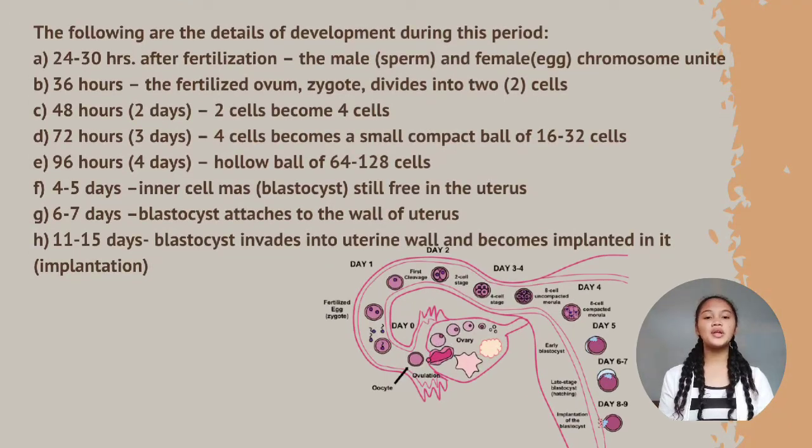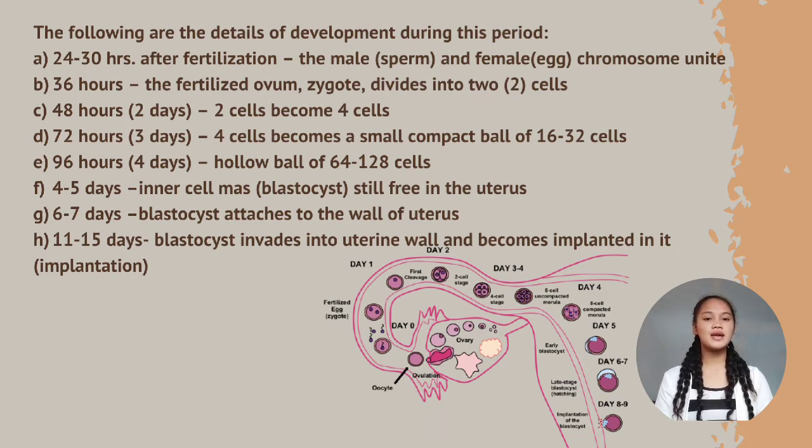We will start with 24 to 30 hours after fertilization. The male sperm and female egg chromosomes unite. In 36 hours, the fertilized ovum, the zygote, divides into 2 cells. In 48 hours, or 2 days, 2 cells become 4 cells. In 72 hours, or 3 days, 4 cells become a small compact ball of 16 to 32 cells. In 96 hours, or 4 days, a hollow ball of 64 to 128 cells.